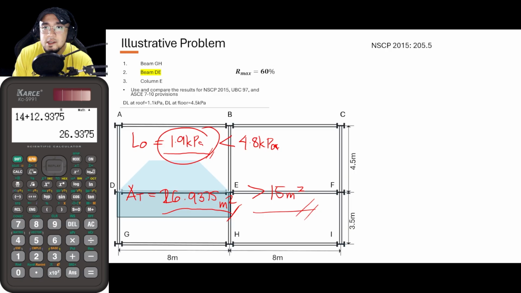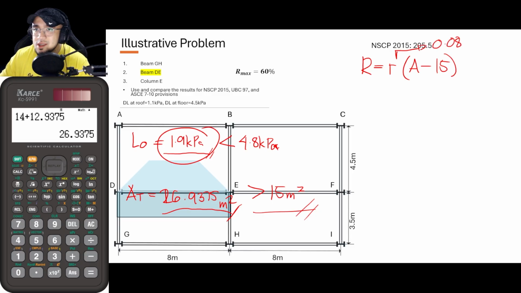And as per the formula according to NSCP, the reduction of live load is equal to R times the tributary area minus 15 square meters, where R is equal to 0.08. I just want to disclaim that if we would be making use of UBC provisions, that is not the case. That is where they actually differ. I'm not saying that the one for NSCP is wrong, but if you compare both, you would tend to trust UBC more. Okay, more on that later.